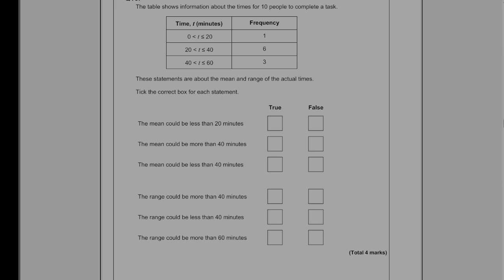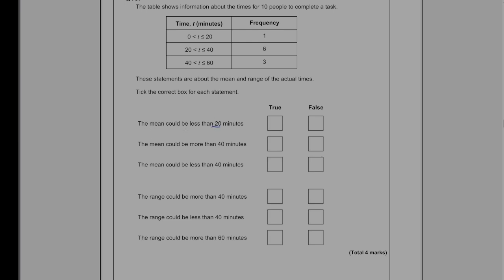Right. So to help me explain this, depending on which question we're doing, I'm going to either take these frequencies to be the smallest or the biggest. For the smallest, technically it's got to be bigger than 0, but I'm going to use 0 just to help me explain. Right, so the mean could be less than 20.